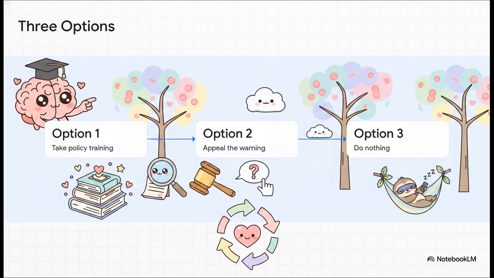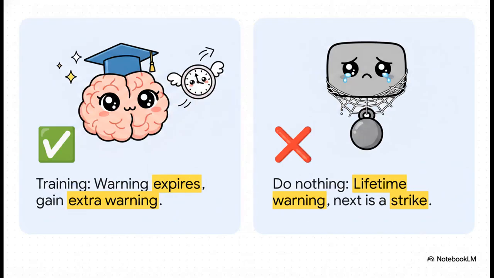And the flexibility here is wild. You can actually take the training and still appeal. In fact, even if you appeal and get rejected, you can still fall back on option 1 and take the training anyway. When you compare these paths side by side, YouTube is heavily incentivizing you to take the training.